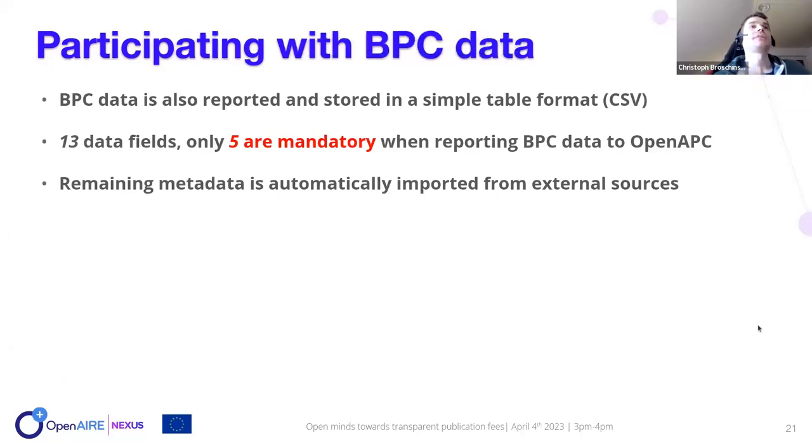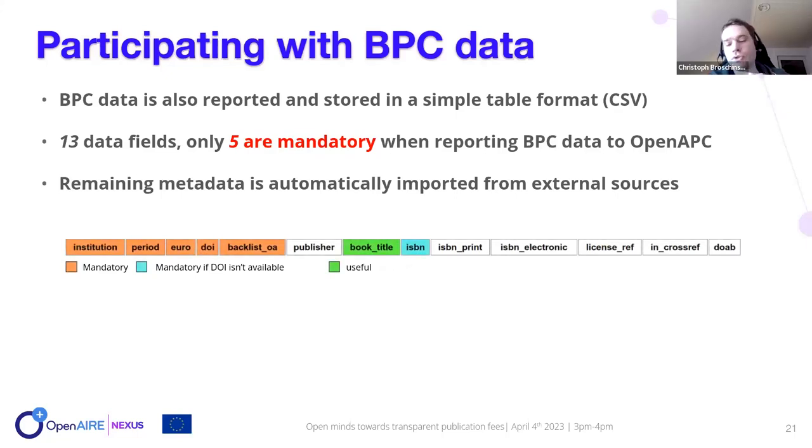So that's basically the data schema for the other data set, our BPC data set, which contains data on book processing charges. It's somewhat similar to the journal article set, the OpenAPC data set, but it's the same principle. You only have to report 5 data fields to us in your tables, and the other ones are enriched by us by querying those metadata services. What you have to submit is again the institution name, a period, and the euro amount, which is a BPC, not an APC in this case, also a DOI.